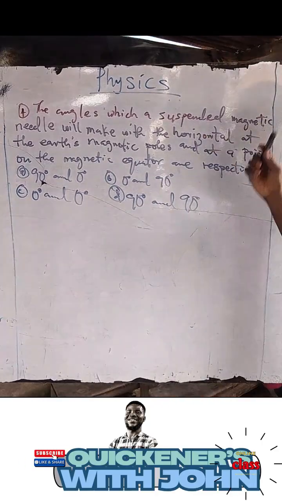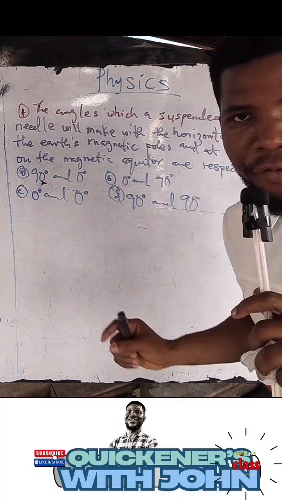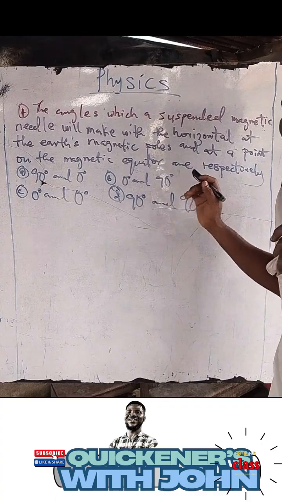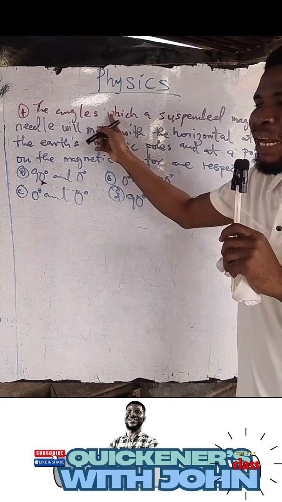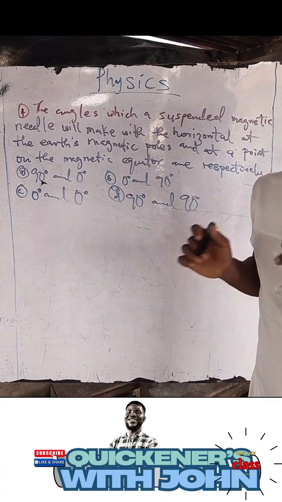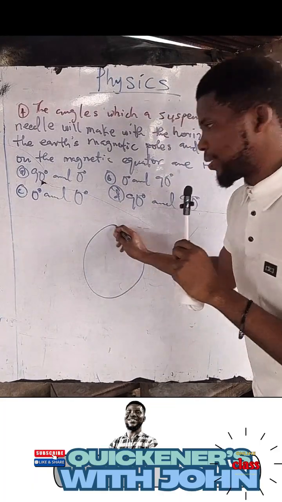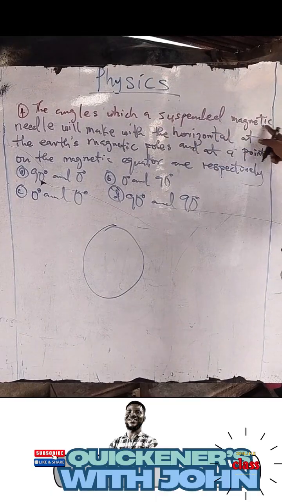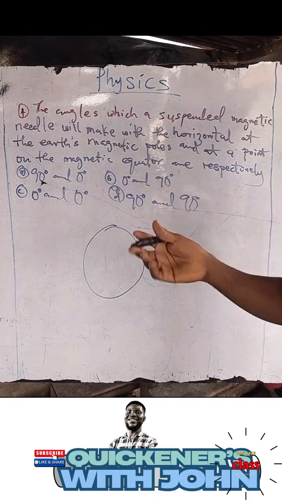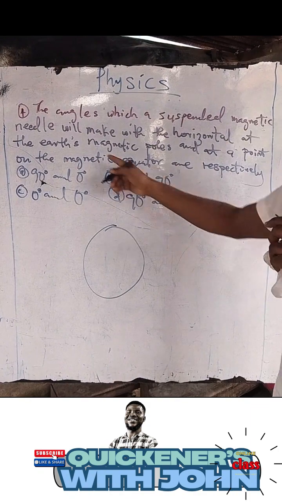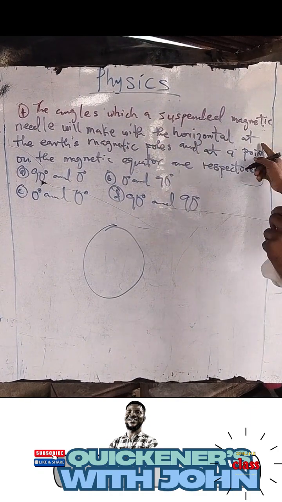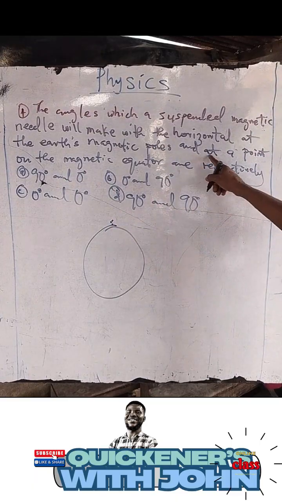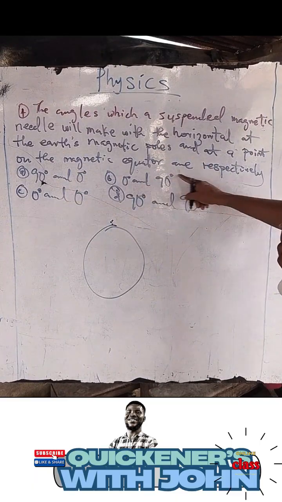Now, this is the fourth question. Can you look at this question carefully? Now, if you followed this class from beginning to the end, you already have the answer to this particular question, because I was drawing a diagram of the earth. So look at the question. The angle which a suspended magnet will make with the horizontal at the earth's magnetic north pole, and at the earth's magnetic equator here. You can pause the video to read the question.